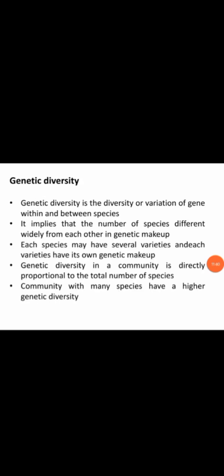First is genetic diversity. Genetic diversity is the diversity or variation of genes within and between species. It implies that species differ widely from each other in their genetic makeup. Each species has several varieties and each variety has its own genetic makeup. Genetic diversity in a community is directly proportional to the total number of species. So a community with many species has higher genetic diversity.